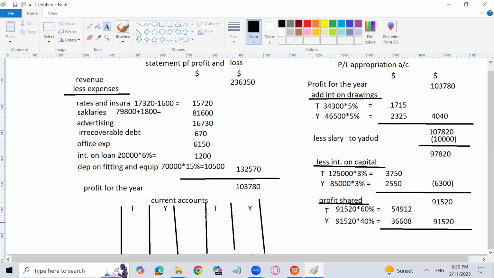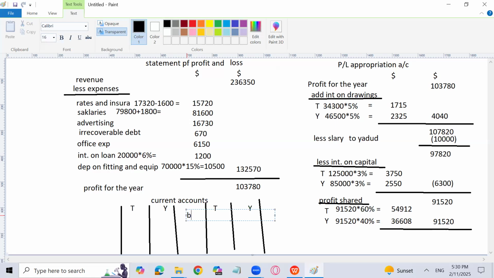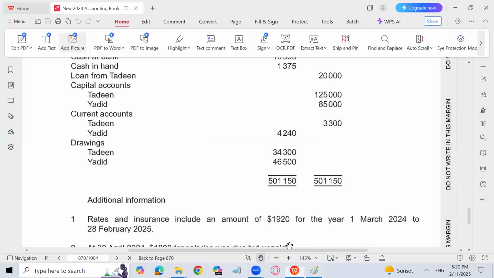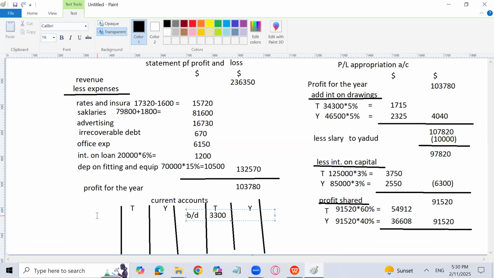It has a credit balance over here, 3,300. But for Yadid, we are going to face a loss of 4,240. So it will be written over here, brought down 4,240 for Yadid. Yadid will definitely accept it because he already has to pay towards the partnership business.